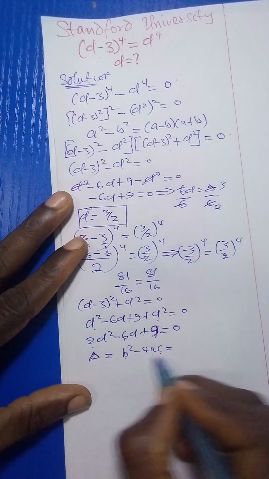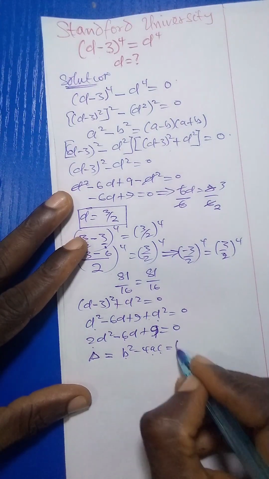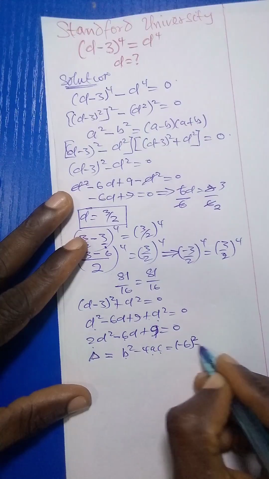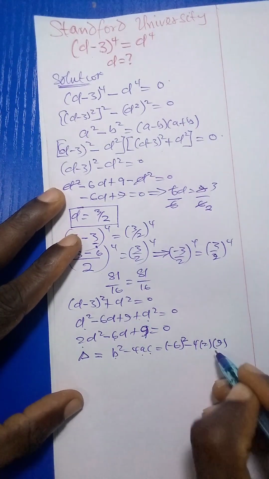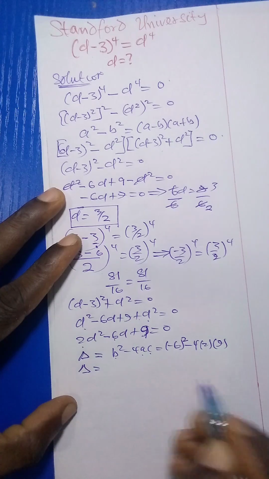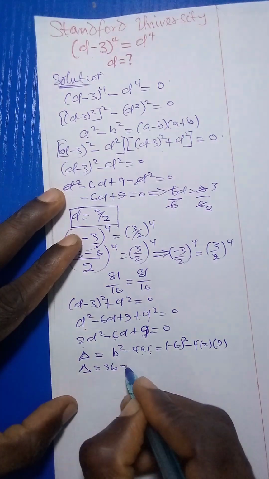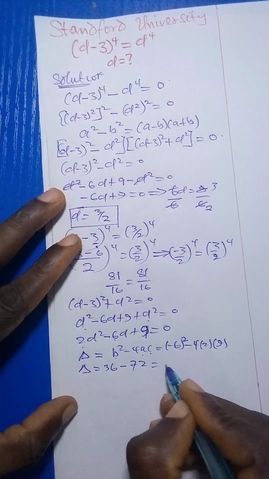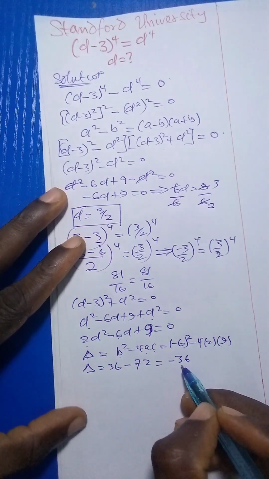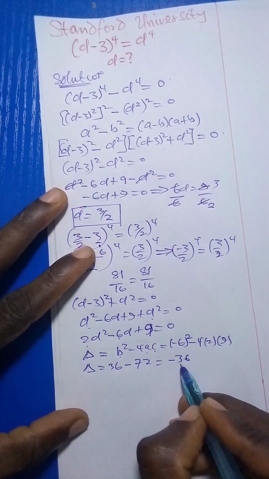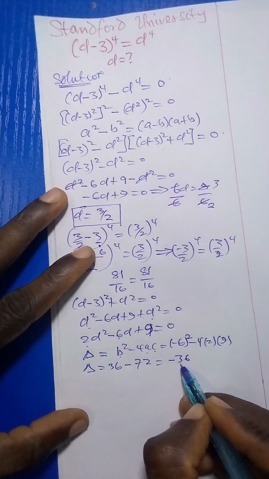So let's put them in this expression. That becomes minus 6 all squared minus 4 times 2 times 9. So the discriminant is equal to 36 minus 72, which is minus 36. So this is a complex number because this is going to be under a square root sign.